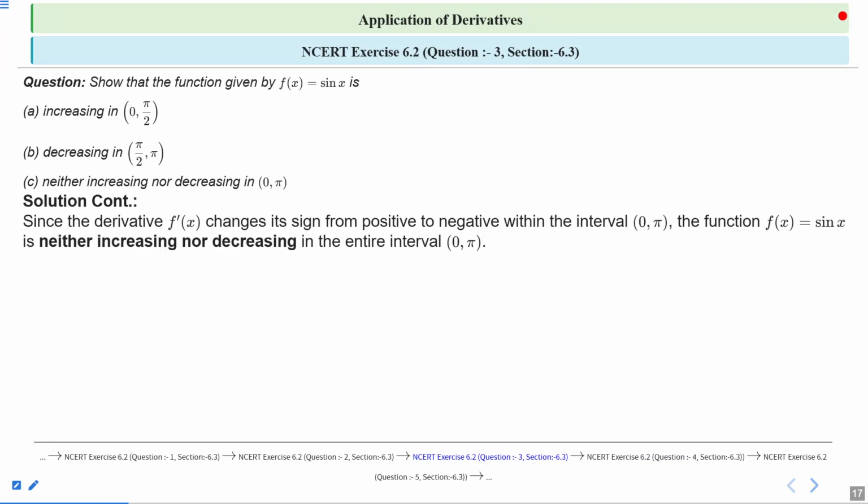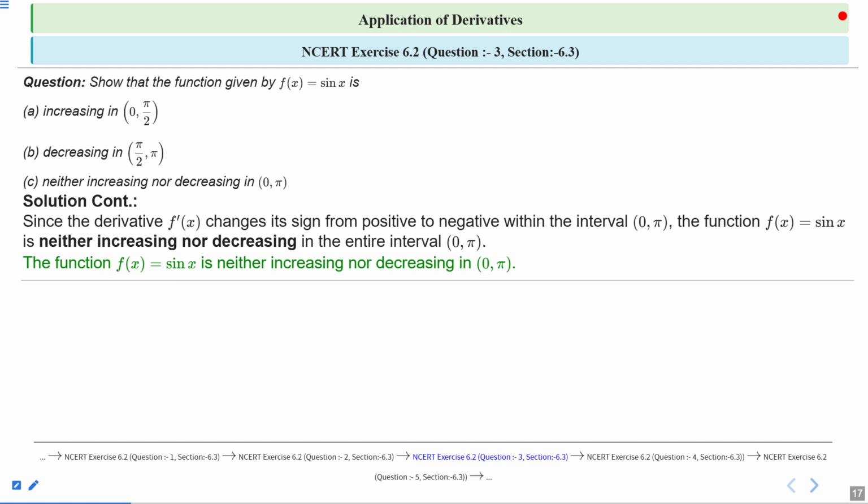Since the derivative f dash x changes its sign from positive to negative within the interval 0 to pi, the function f(x) equal to sin x is neither increasing nor decreasing in the entire interval 0 to pi. Clear? Hence we can say that the function f(x) equal to sin x is neither increasing nor decreasing in 0 to pi, okay?